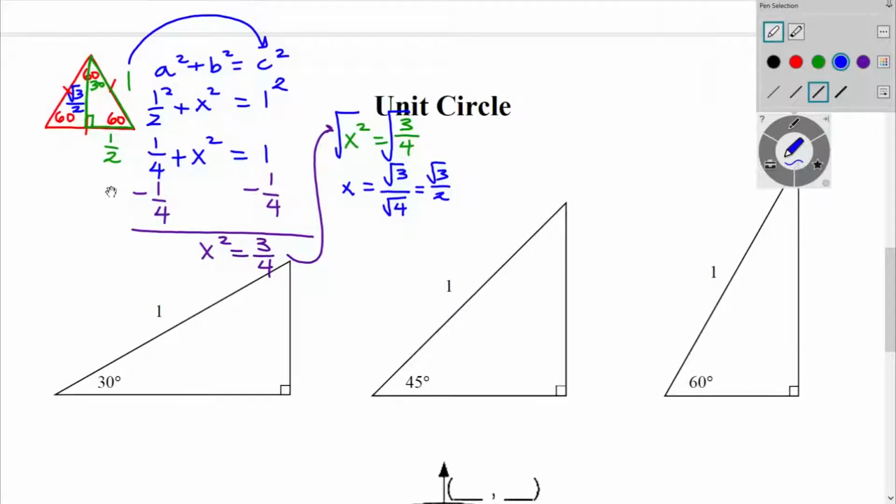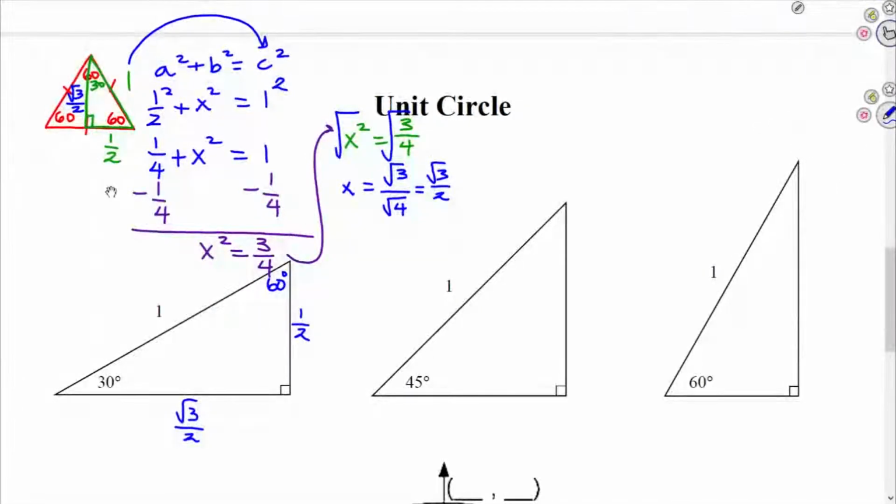So filling that in down here, this is 60 degrees, this is 1/2, and this longer leg is root 3 over 2. Similarly, I also have 30 degrees here because the angles in a triangle add up to be 180. And this hypotenuse is also 1, which means the short leg is 1/2, and the longer leg is root 3 over 2.